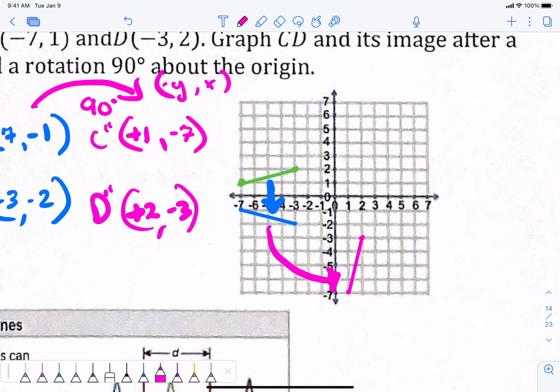Do you see how they've done that? They flipped him down, and then they're rotating him around. So that's what he will look like. Happy with that? Yeah. Good.